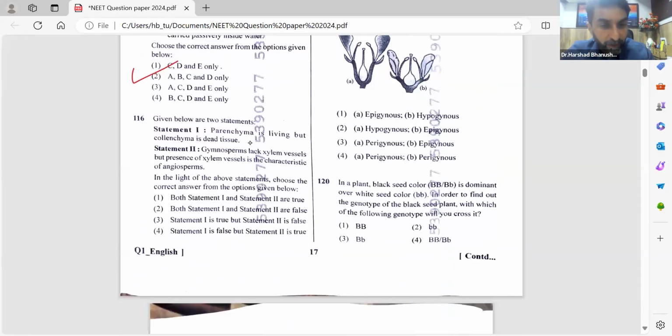Parenchyma is living and collenchyma is also living, so this statement is a wrong statement. Gymnosperms lack vessels, but vessels are characteristics of angiosperms is a correct statement. So in this case, the first statement is incorrect, but the second one is correct. Answer would be option number 4.